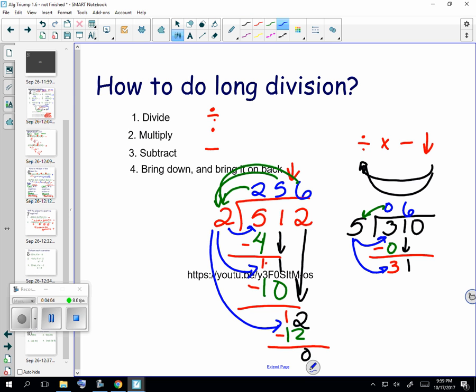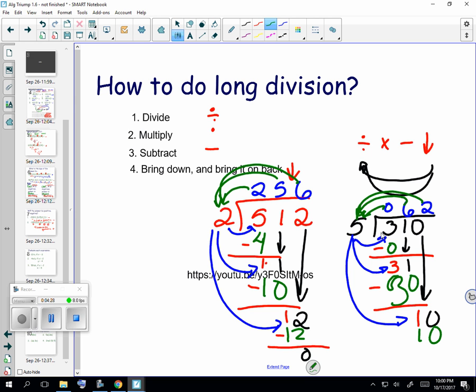5 goes into 31 6 times. Multiply. 6 times 5 is 30. Subtract. 1 minus 0 is 1. 3 minus 3 is 0. Bring it on down and go back to the beginning. Divide. 5 goes into 10 2 times. Multiply. 5 times 2 is 10. Subtract. 0 minus 0 is 0. 1 minus 1 is 0. And bring down. There's nothing to bring down. So your answer, 0, 6, 2. Well, that's not quite right. It's really just 62.